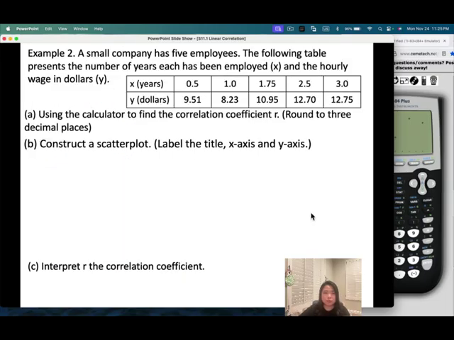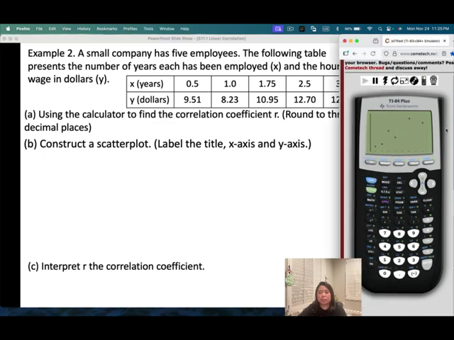Okay, second one. I want you to try. Use your calculator. Go to STAT, go to number 1 Edit, and then input your L1 and then L2. Find out what your R is. And then use your calculator or the graph paper to construct the scatter plot. Make sure you label the title, x-axis, and y-axis. And then at the end, interpret the correlation coefficient R.